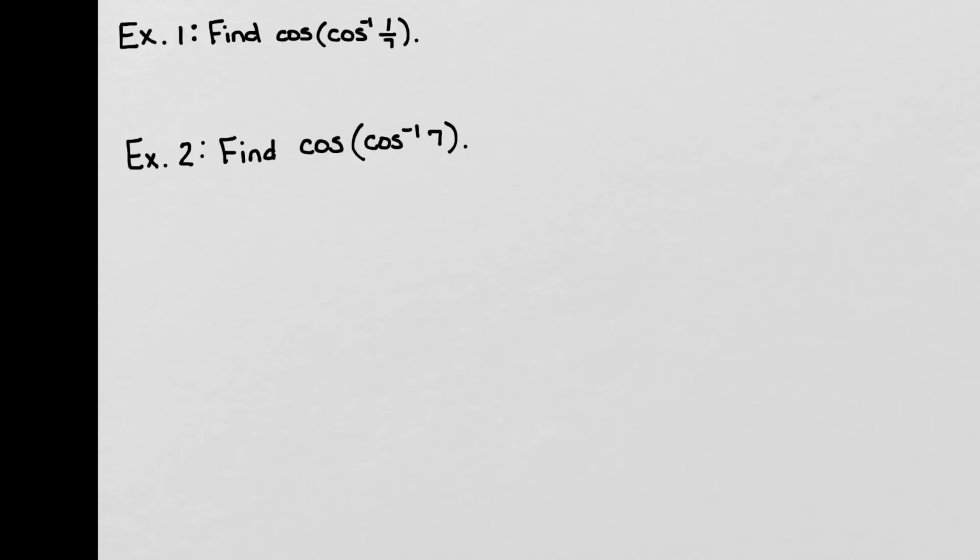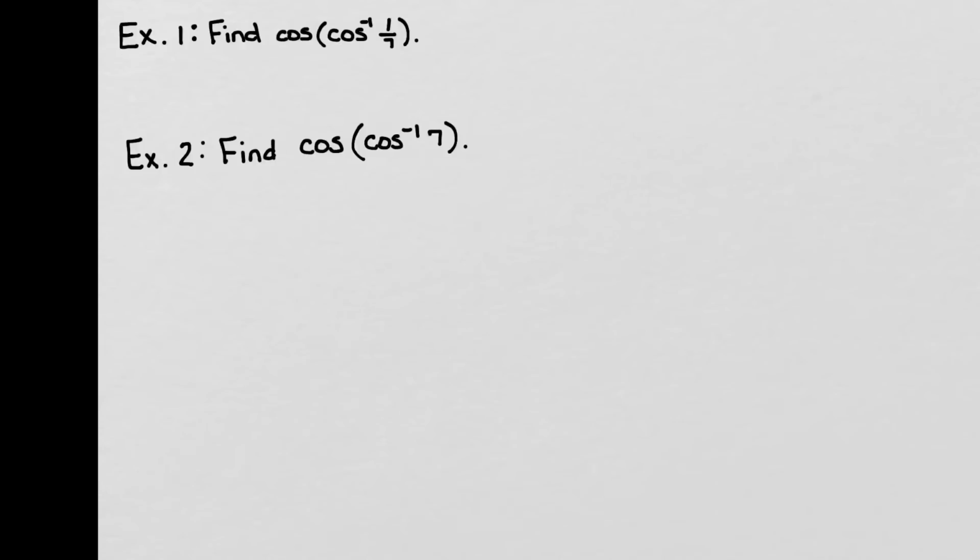Let's take a look at example 1 here. It asks us to find the cosine of the cosine inverse of 1/7. So before I actually solve this problem, I can't just assume that the answer is going to turn out to be 1/7. What I have to check for is that this value is in the domain of the cosine inverse function, or the same thing would be to make sure that this value is in the range of the cosine function. So either way that works.